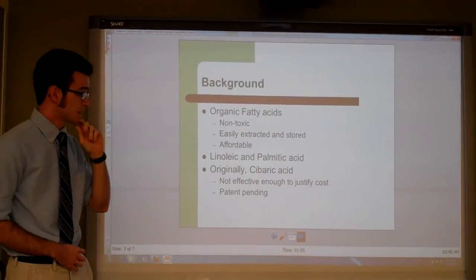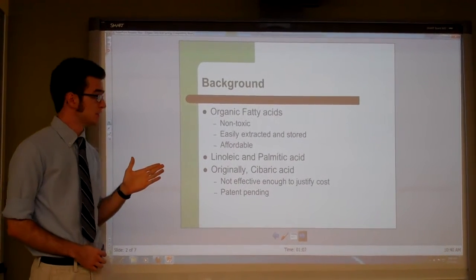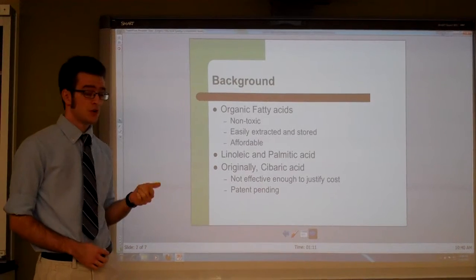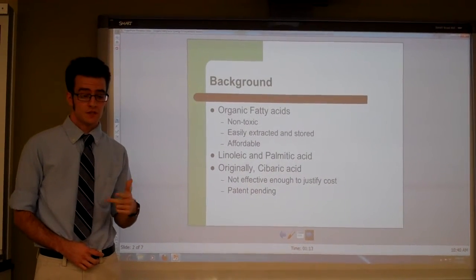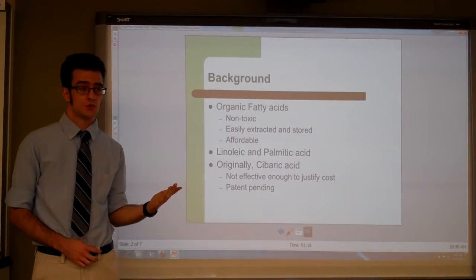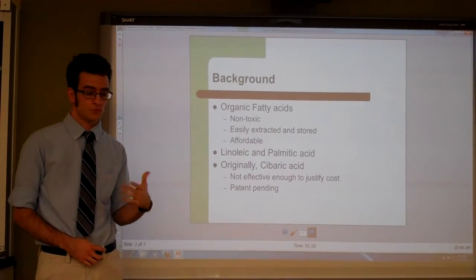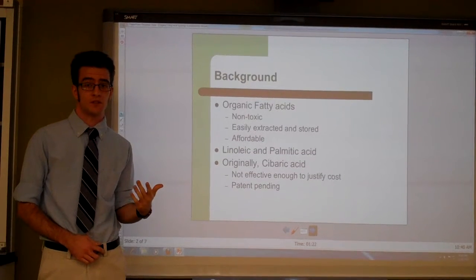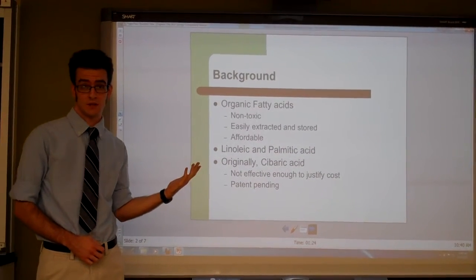Now, why I chose organic fatty acids specifically is that they are non-toxic, they're very easily extracted, and they're very affordable. These acids can be found in a wide range of organisms. For instance, palmitic acid is a derivative of plant roots, and linoleic acid can be found in areas as ubiquitous as skin cells.